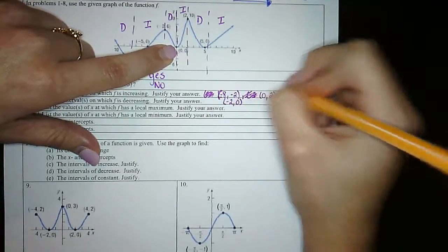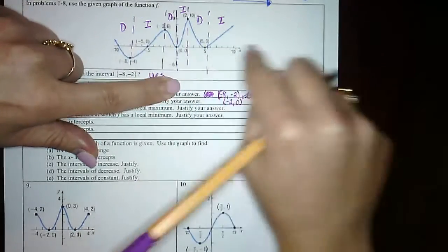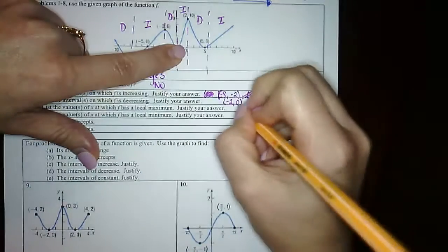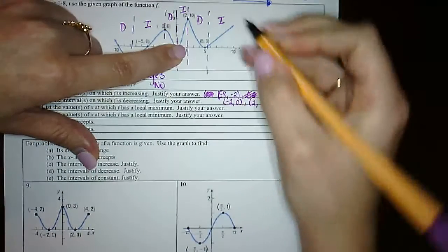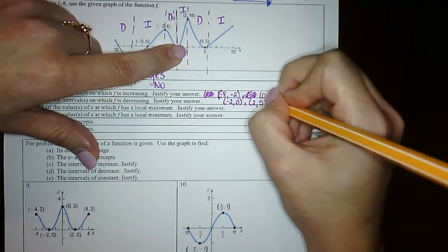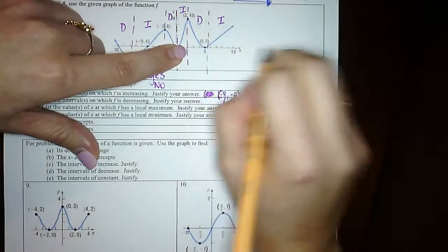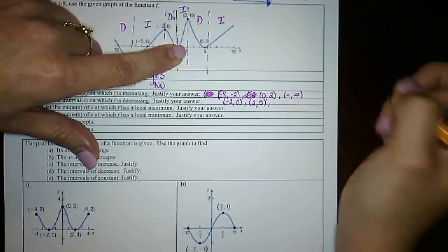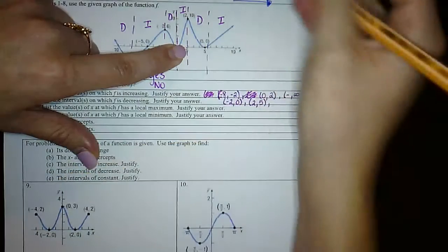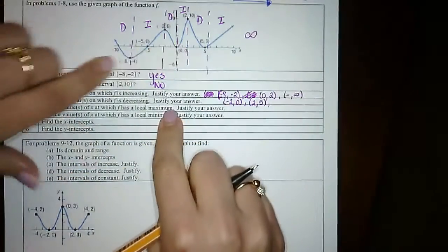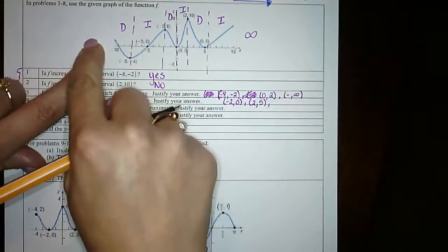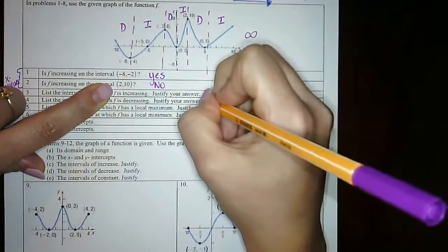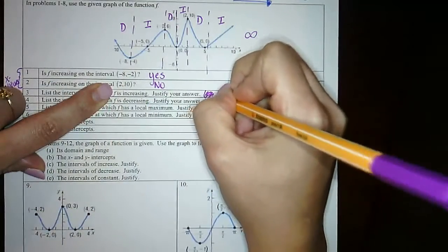Remember, we're doing x values, so I'm only considering this line. Then it's decreasing from 2 to 5. Then it increases again from 5 to infinity. It's got an arrow making it go to positive infinity. And then we miss this part. It's decreasing from negative infinity to -8.